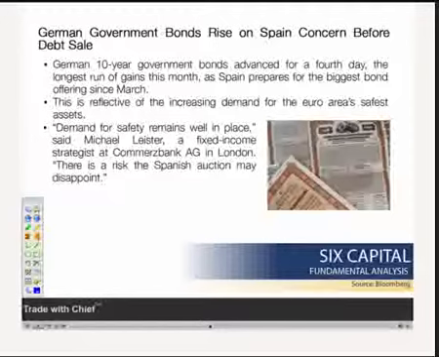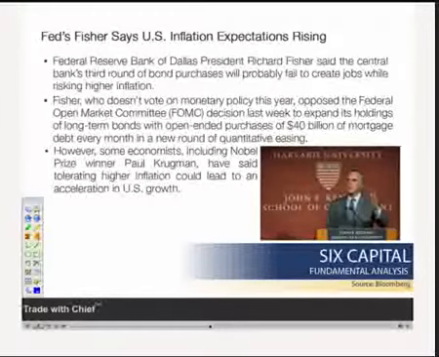Last but not least, in the US, a prominent Federal Reserve member has spoken out against the decision to launch QE3. Federal Reserve Bank of Dallas President Richard Fisher said the central bank's third round of bond purchases will probably fail to create jobs while risking higher inflation. So Fisher, who doesn't vote on monetary policy this year, opposed the Federal Open Market Committee FOMC decision last week to expand its holdings of long-term bonds with open-ended purchases of 40 billion of mortgage debt every month in a new round of quantitative easing.